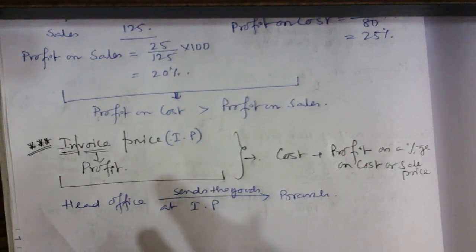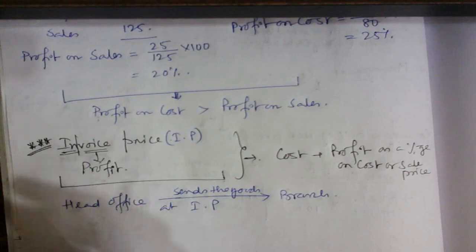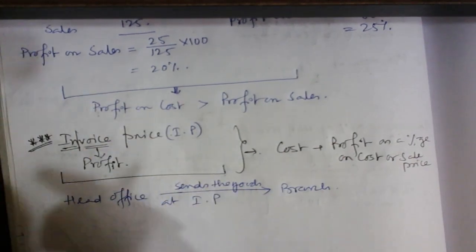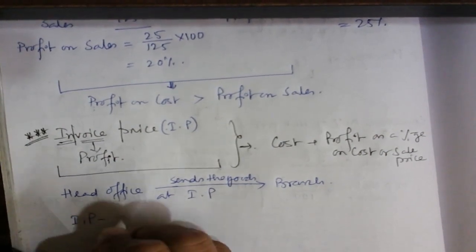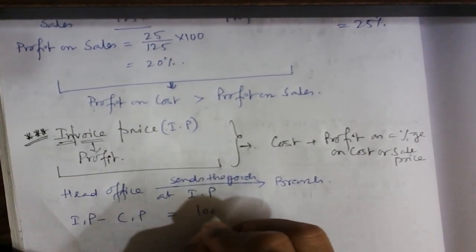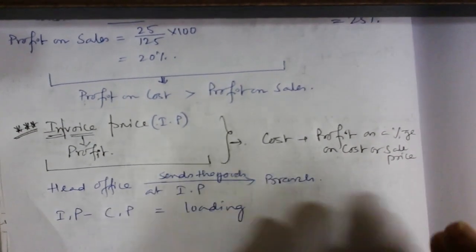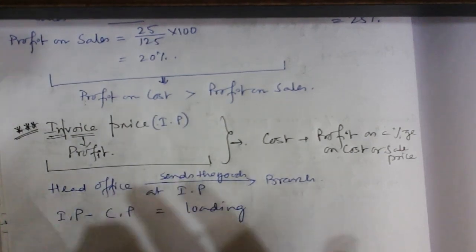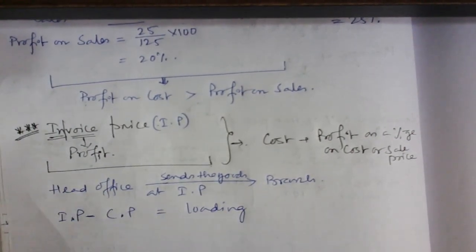And any goods priced over and above the cost price, it is called invoice price. And in between, some profit is included. Now in case of a branch, do you know what the term for profit is? It's called loading. IP minus CP is called the loading. We all know that it is a profit, but in the branch we call it loading. In case of a branch, we call it loading: IP minus CP. These are a few important terms that we need to remember always.